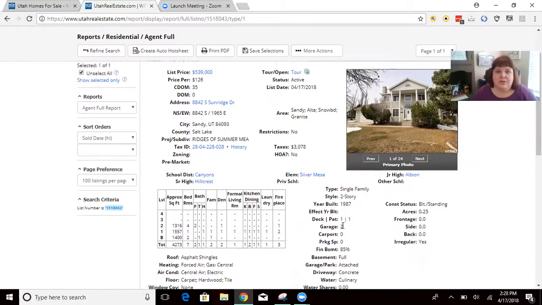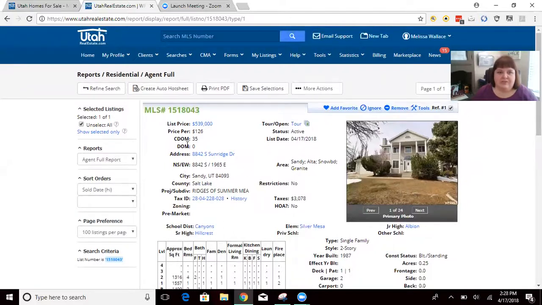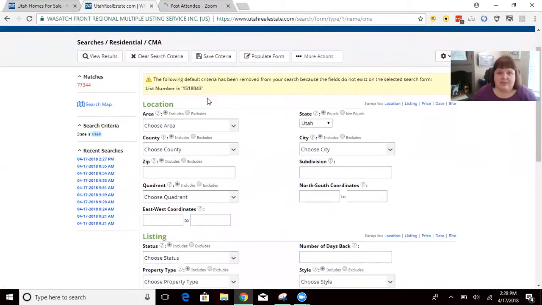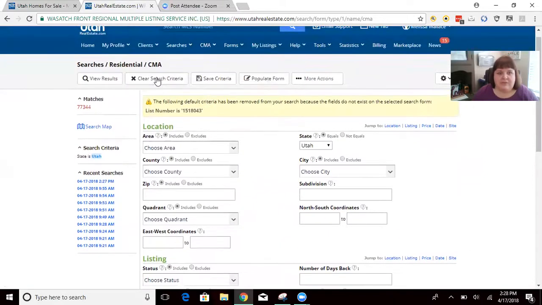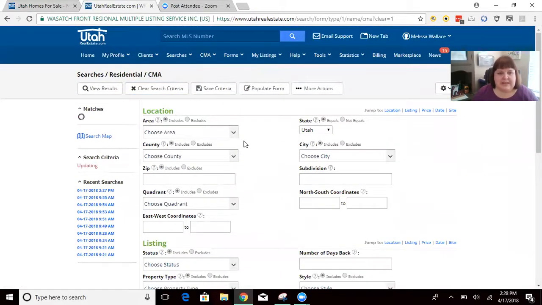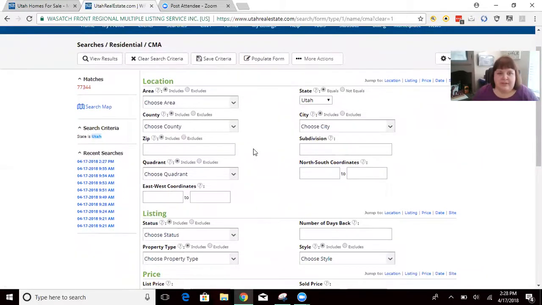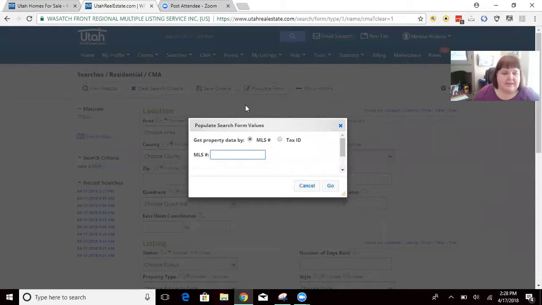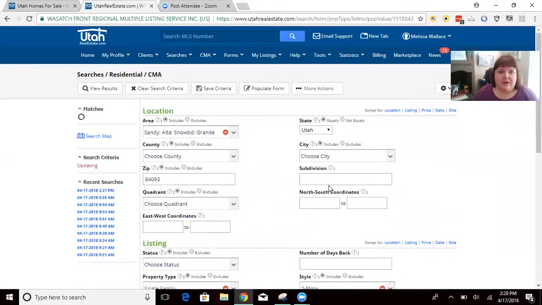So what your realtor would do, if you were interested in this home, is go in and create a CMA. You don't really need to know all the ins and outs of how to do this, but I do just want to pull it up so you can see. That house that I just had up was listed, I believe, at $539. And we're going to see if that price is comparable.